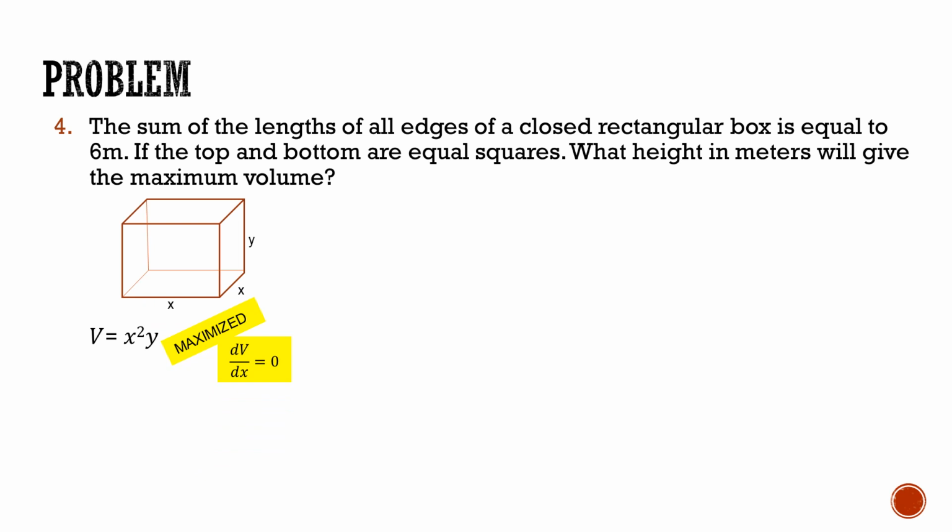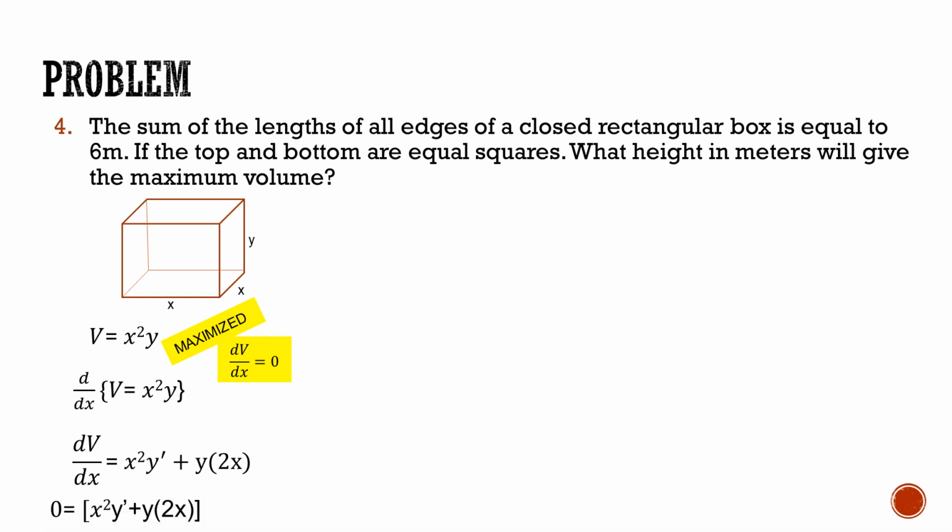Therefore, the volume is x squared times y. And this is to be maximized. Note that dv over dx is equal to 0. Notice, what I chose here is x, with respect to x. So, all in terms of x, we derive the first equation. dv over dx is equal to x squared y prime. This is the product rule. We came up with an expression with y prime again. And equate it to 0.